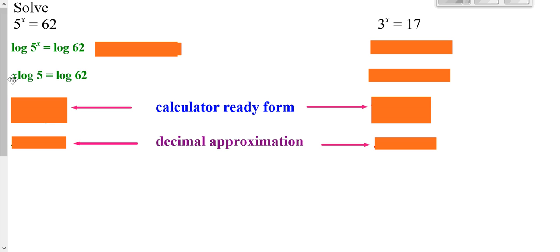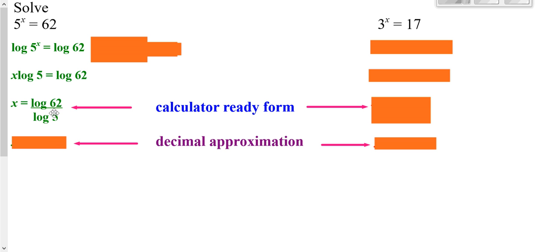But now we have x multiplied by something. So to get x totally by itself, all we'd have to do is divide both sides by the log of 5. And on all these problems, you'll be looking for your calculator-ready form in addition to your decimal approximation. Calculator-ready form is when your variable is already solved and worked out all by itself on one side before you even touch your calculator. So don't touch your calculator till you get your variable on one side all by itself. Then type it in just as you see it to get your approximation.